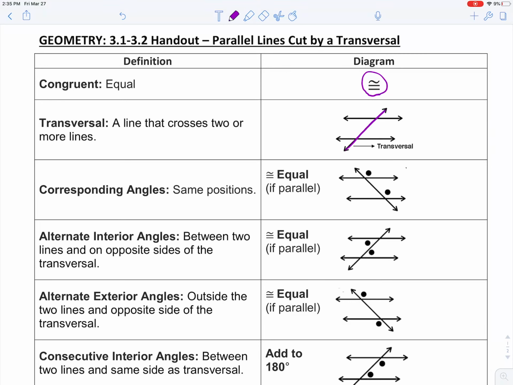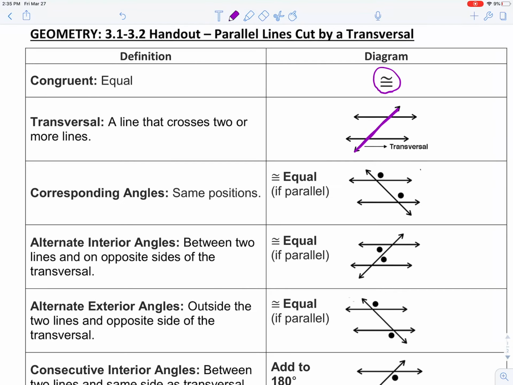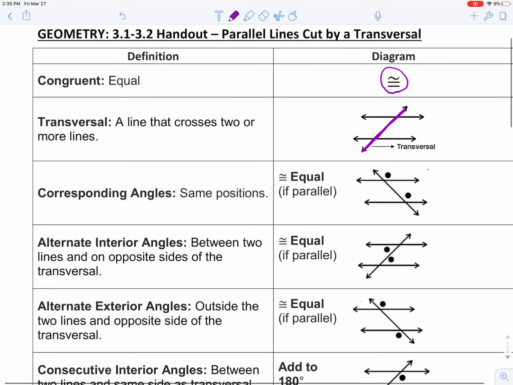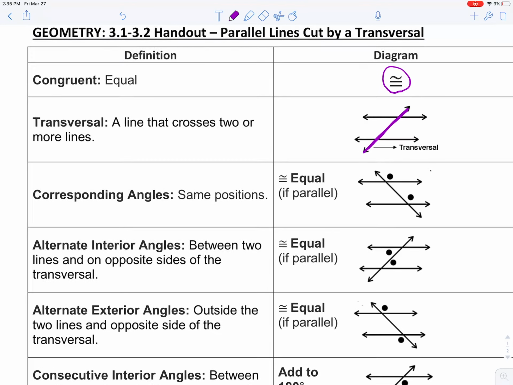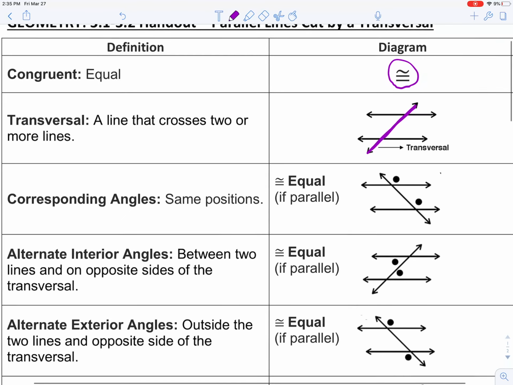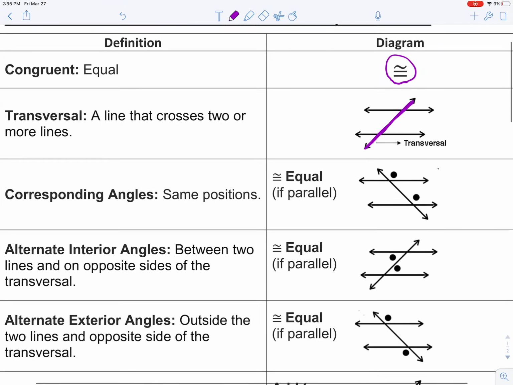Transversal, that would be like this purple line in this diagram. Transversal really just means a line that cuts through two other lines. And there could be more than just two lines, but it's really just that line that cuts through.